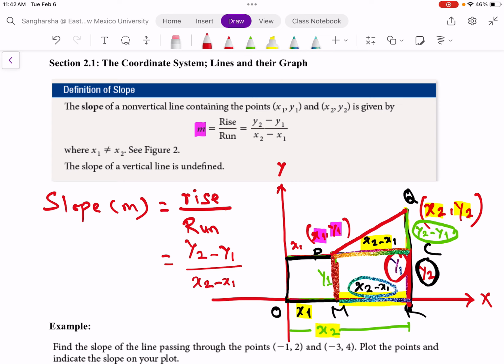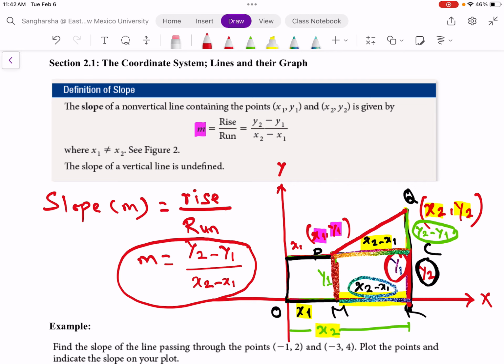So our slope m is given by rise over run. Rise is y2 minus y1, run is x2 minus x1. When calculating the rise, you are calculating the difference of the y coordinates between two points, and x2 minus x1 is the difference between the x coordinates of the two points on the line. If we know two points of a line, then we can always find its slope.